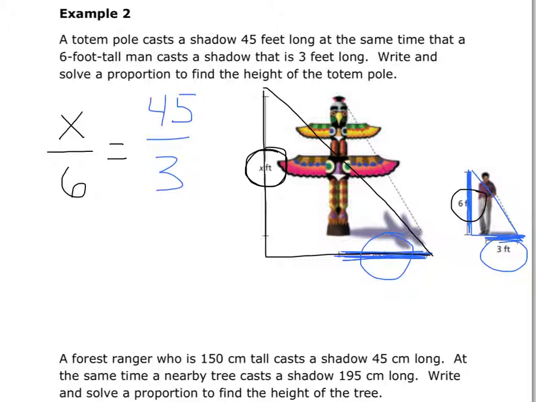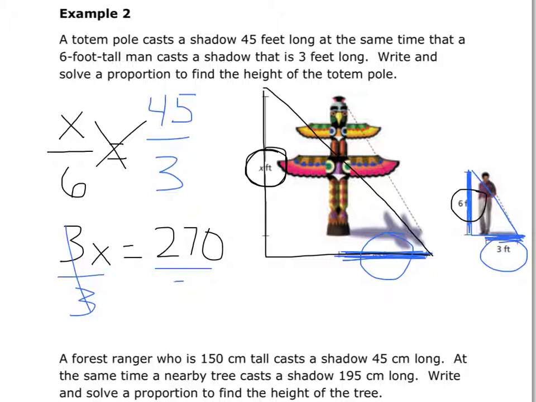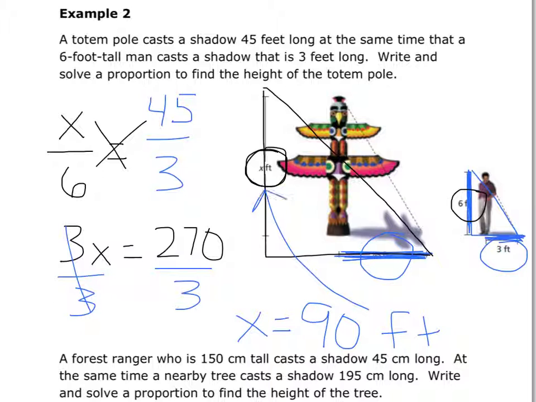Now, we're just going to cross multiply and solve this to find out how tall this totem pole is. So I would do x times 3 is the same thing as 3x. And then here I'm going to have 6 times 45 is going to be 270. Now we just need to solve this, so I'm going to divide by 3. Divide by 3, and x is going to equal 90 feet. So notice here, what this means is this totem pole casting the shadow is 90 feet.